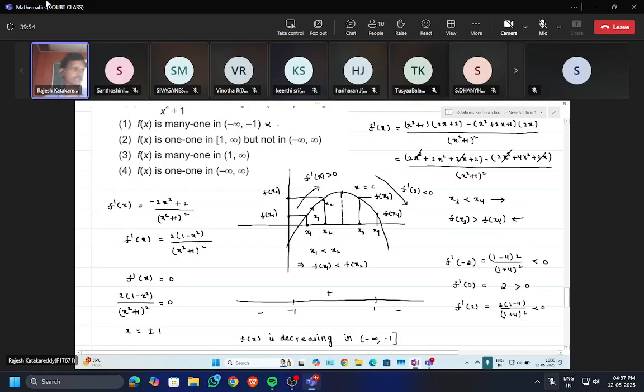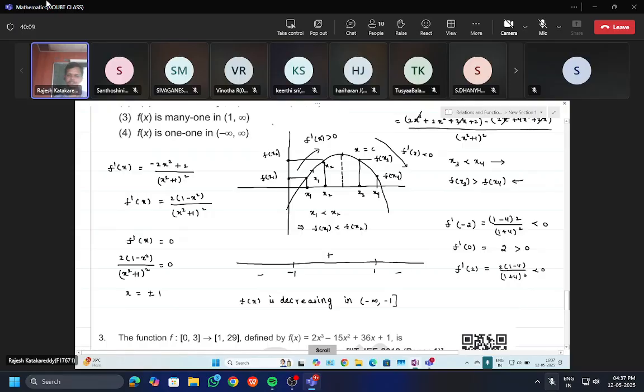So discarding this option. In the interval minus infinity to minus 1, f dash is less than 0 for all x belongs to the interval. Then f of x is decreasing function. Therefore, it should be one-one. Clear? Discarding the first option.